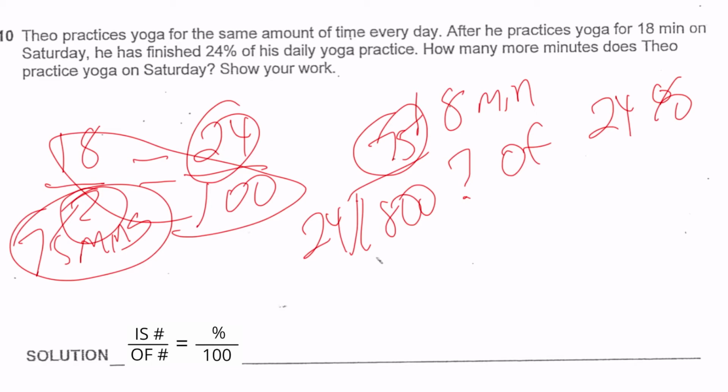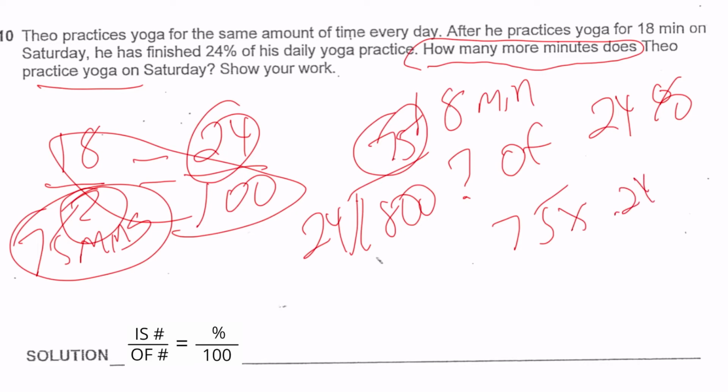Now on this Saturday, he's already practiced 18 of those 75 minutes. The question isn't asking us what is his daily whole practice time. It's asking us how many more minutes does he have to practice. So he's already practiced 18. How many minutes does he have left? So that means we need to do an extra step here. We've got the 75 as our answer, and we can check that 75 by doing 75 times 0.24 to see if we come up with the amount of minutes that he's already practiced. And 75 times 0.24 is actually 18. So we know our math is correct.